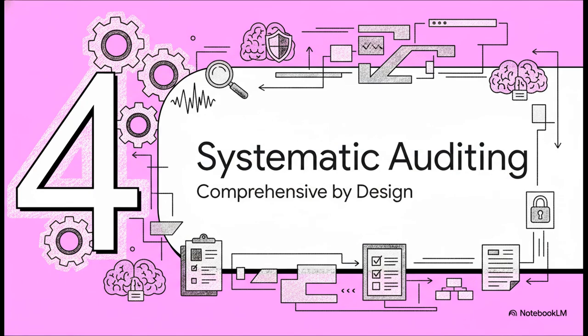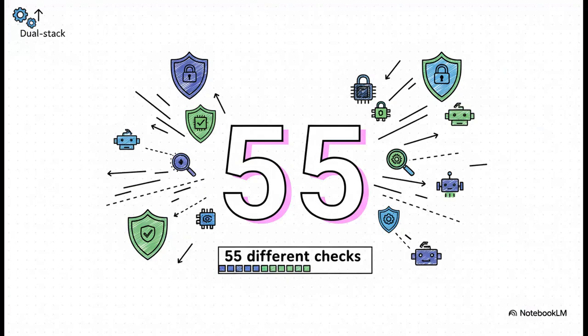So, we've seen the brilliant architecture. But now, let's look at what makes this tool so thorough in practice. Because it's not just about the structure, it's about being comprehensive by design, and that starts with systematic auditing. And here's where you really see the depth of its analysis. SecureClaw runs a battery of 55 different automated audit checks. This means it's not just guessing or spot checking, it is systematically scanning your entire OpenClaw setup for a huge range of known security issues.